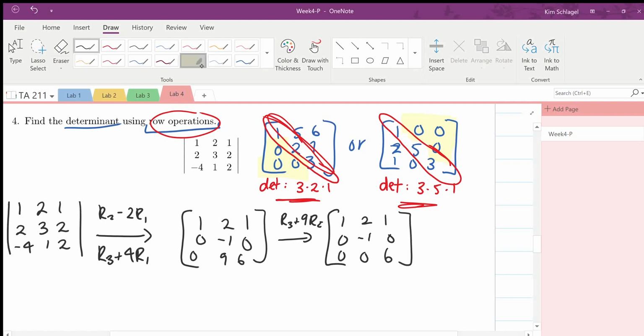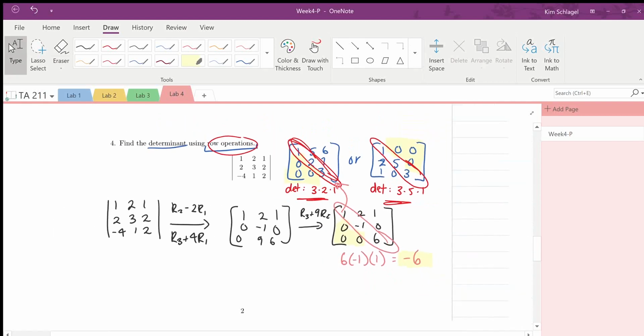Okay, so you can see here that I have this form. I have the same form as this guy over here. So all I have to do is multiply the diagonal here. So I go 6 times negative 1 times 1 equals negative 6. And this is my determinant right there.